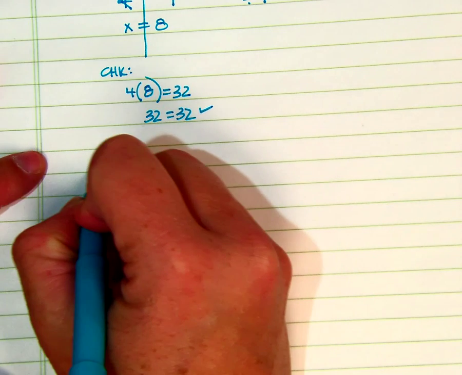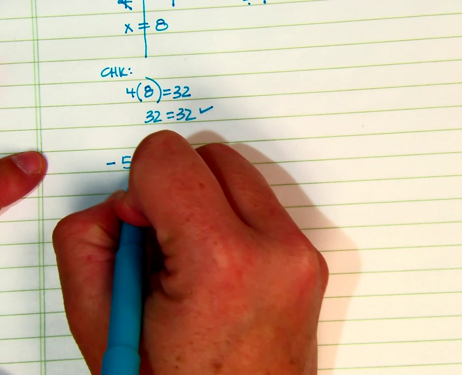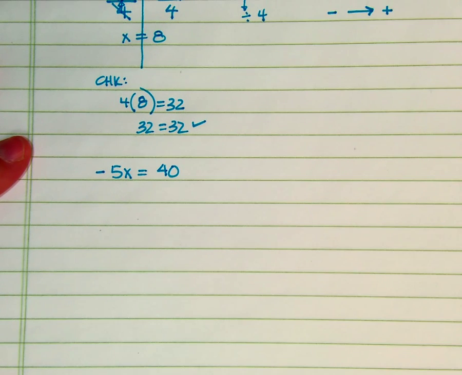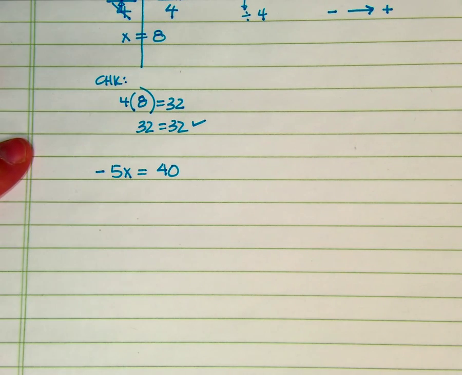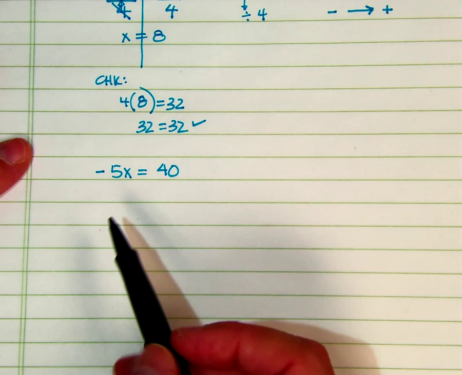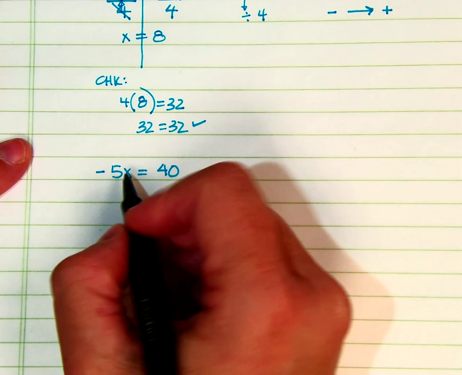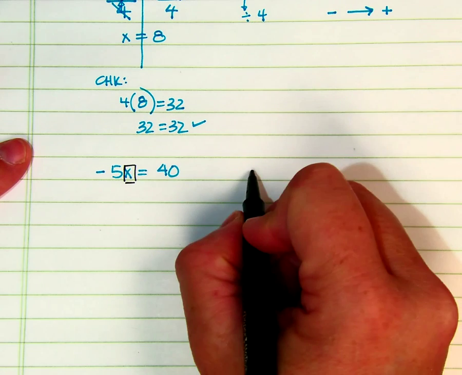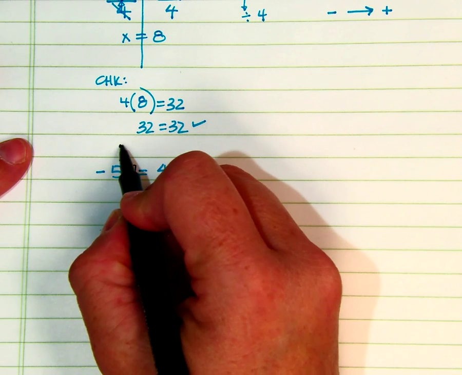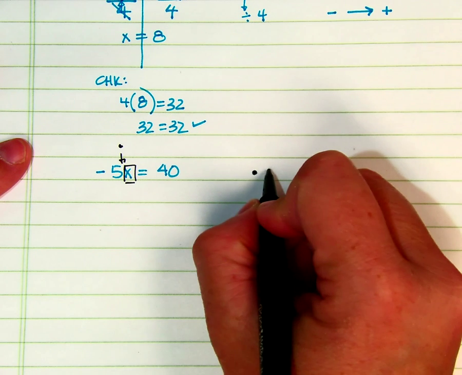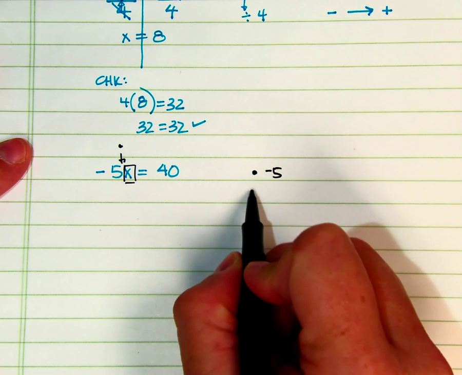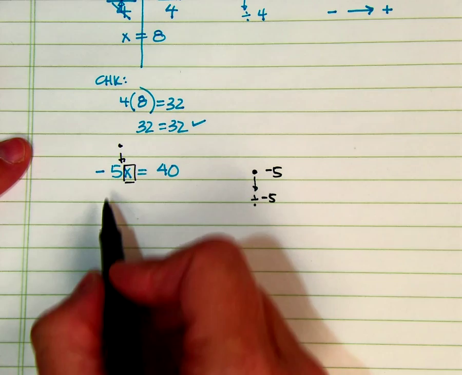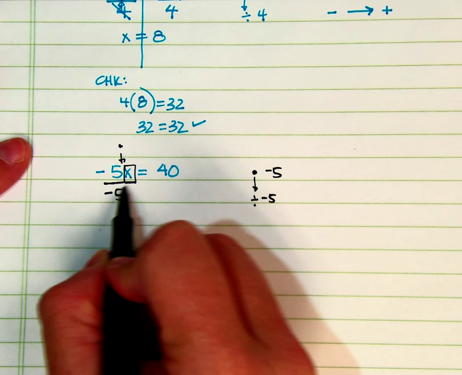If we have a negative, so negative 5x equals 40, then you need to ask yourself what is happening between the variable that you're trying to get by itself and the negative 5. Well, there isn't a sign there, so it is multiplication. So right now I am multiplying by negative 5, so I need to divide by negative 5. So I'm going to divide both sides by negative 5.